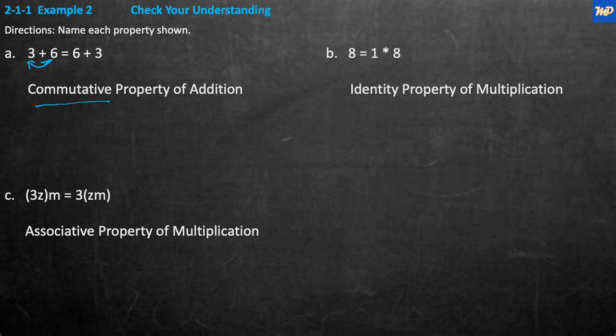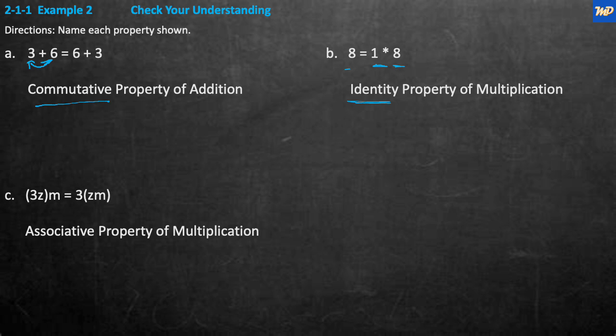For B, 8 equals 1 times 8. It doesn't matter what side of the equal sign this multiplication is going on. It's still a number times 1. Any multiplication times 1 is talking about identity. In addition, plus 0 returns the same value, and in multiplication, times 1 returns the same value. Identity property.